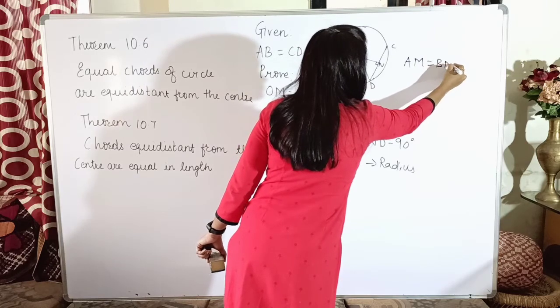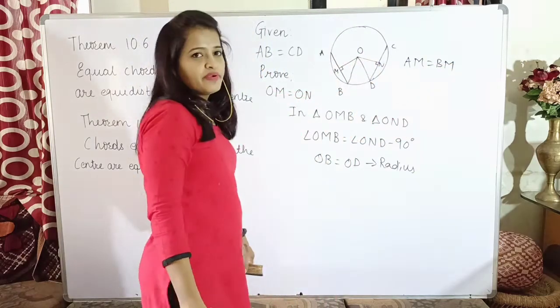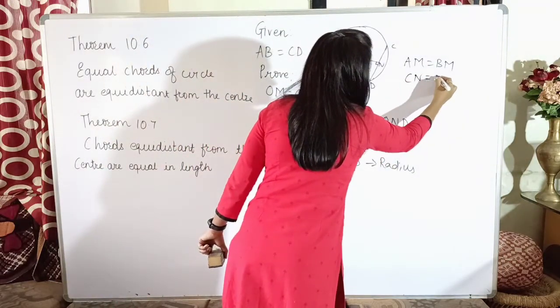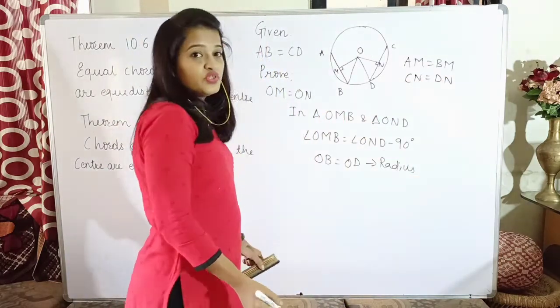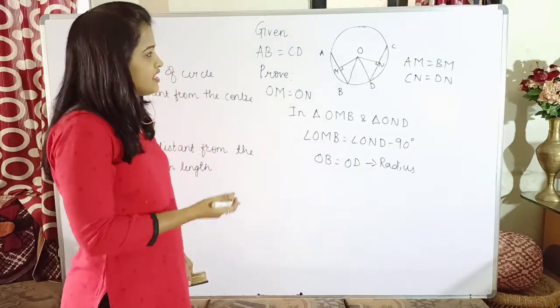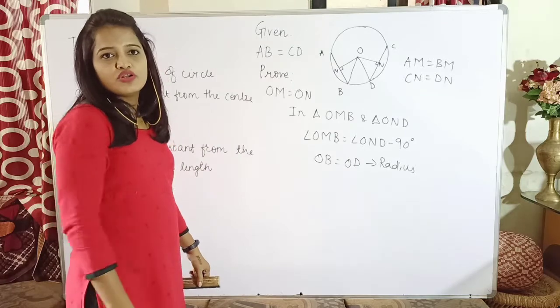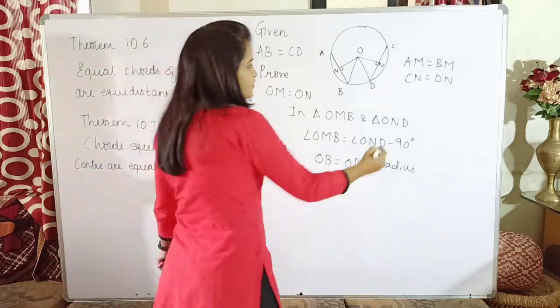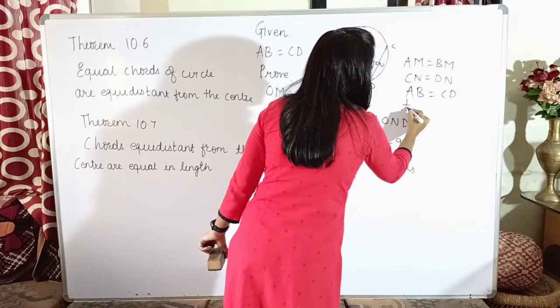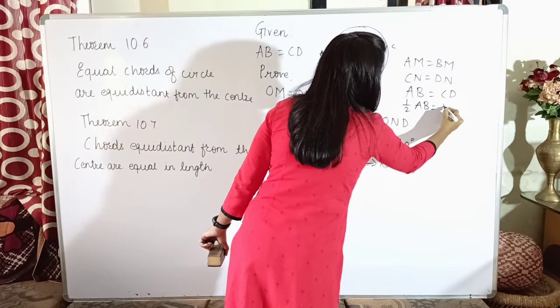Similarly, ON is also perpendicular to CD, which means CN equals DN. But as we know, AB and CD, the two chords, are equal in length. So definitely their halves will also be equal, isn't it? Which means if AB is equal to CD, half of AB will be equal to half of CD.